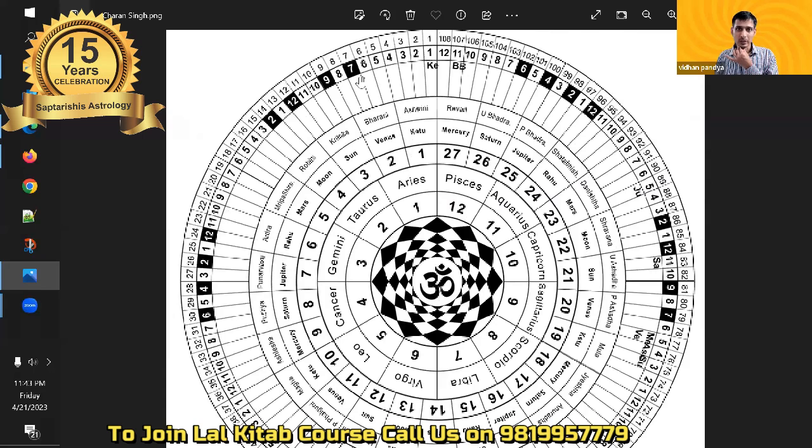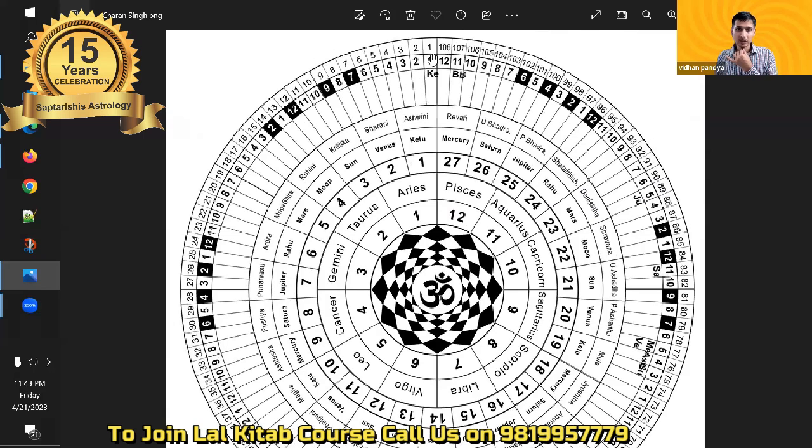It's a very easy to use method. And then in the last circle, which is the 8th circle, you will find the numbers from 1 to 108. Each number is associated with each nakshatra pada. Starting from Ashwini nakshatra, first pada as 1, you will put numbers to all nakshatra padas, starting from 1 to 108.